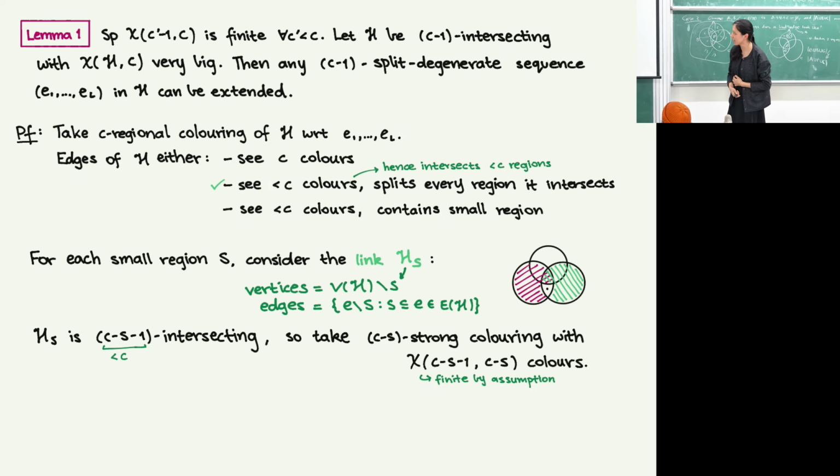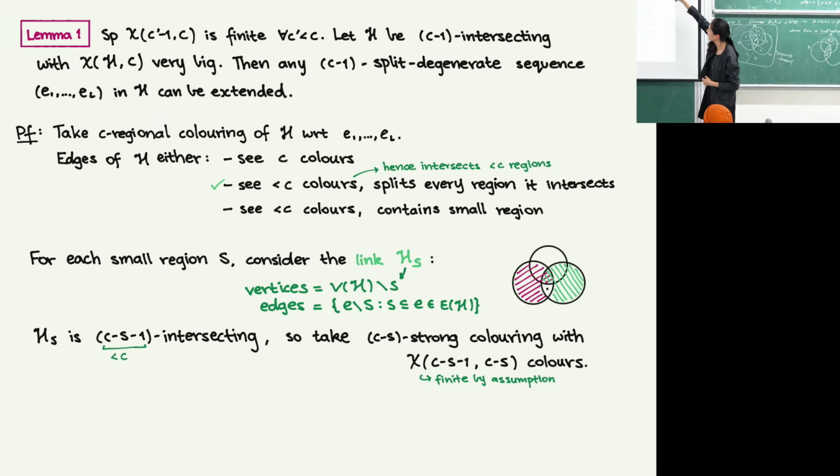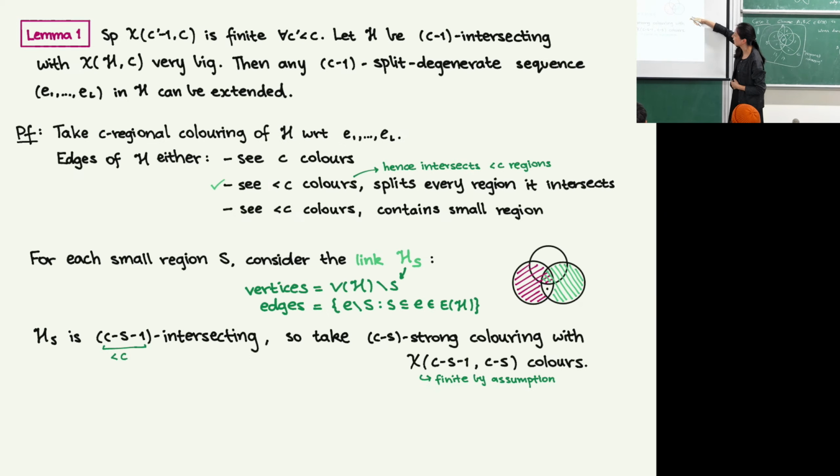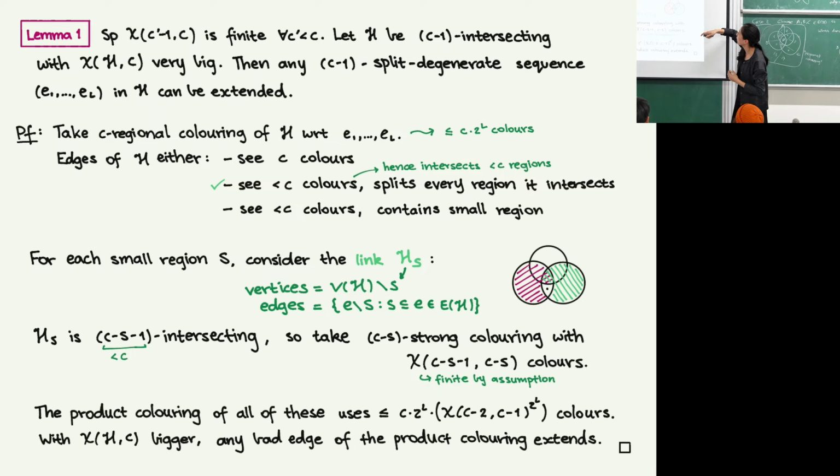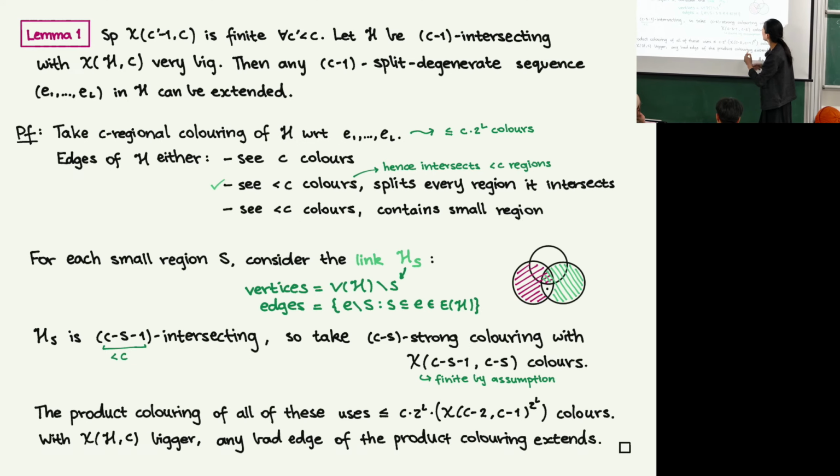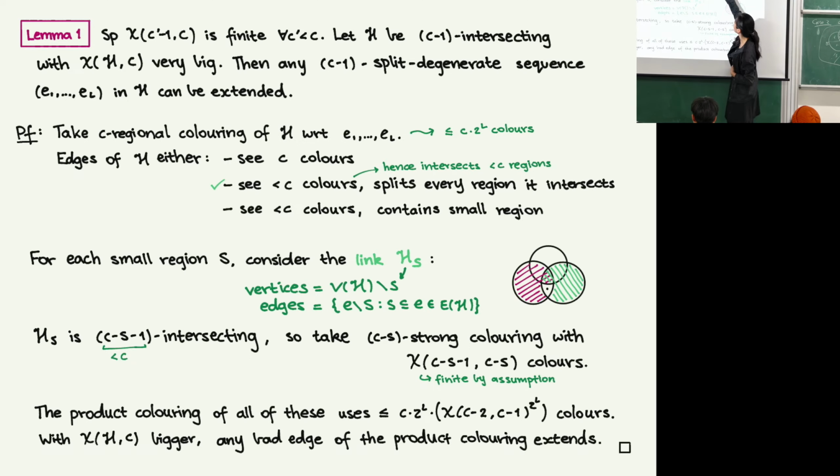Okay? And I claim that if I take the product of all of these colorings, so I have a coloring like this for every single small region S, then I'm actually done, basically. So take the product coloring. How many colors have we used? So we have C times 2 to the L here, so we add that factor. We don't know how many small regions there are, but there's at most 2 to the L, certainly, so I'll put a 2 to the L here.